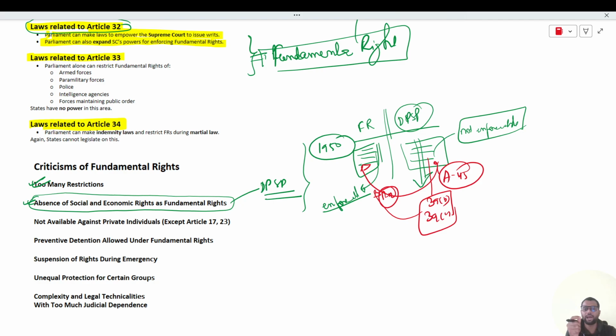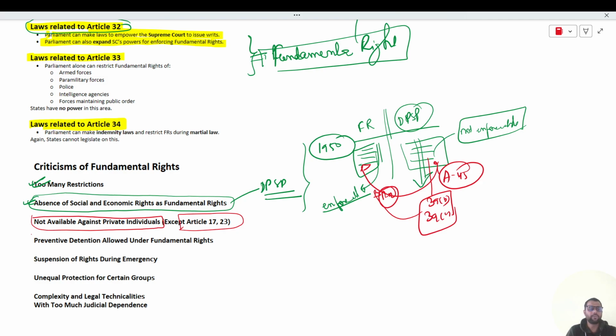And that is not what I am saying. That is the words of the makers of the Constitution. So we will discuss in length the DPSP, but now this is also a sort of criticism that there is an absence of social and economic rights as fundamental rights. It is put under DPSP. Then it is not available against all the articles. Most of the fundamental rights are enforceable against the state and not against the private individual, except some articles, that is Article 17 and 23.